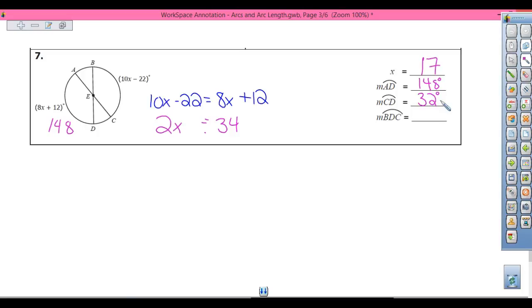So then they want B, B, C. So going through there, all the way to that, right? So that's 148. So 360 minus 148 gives me 212. All right, questions on that portion of it? Questions? All right, the other part's not bad.